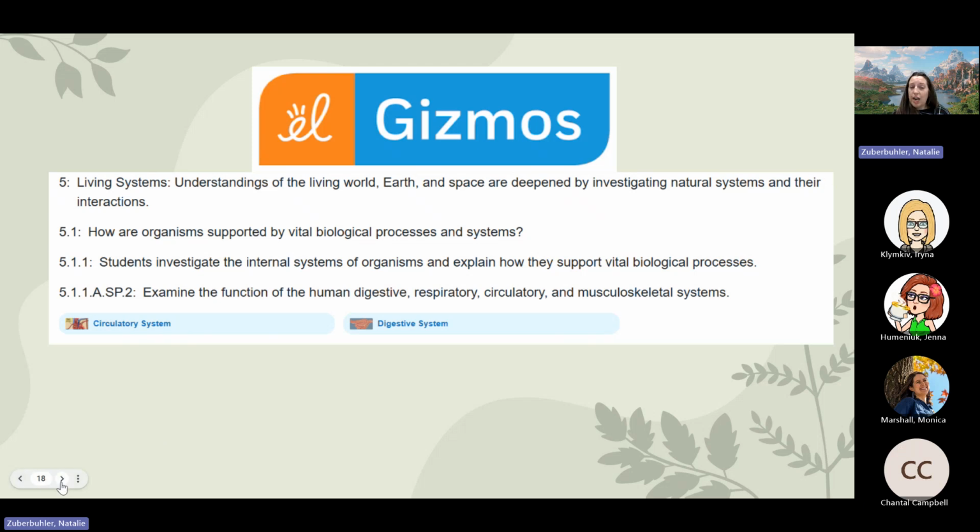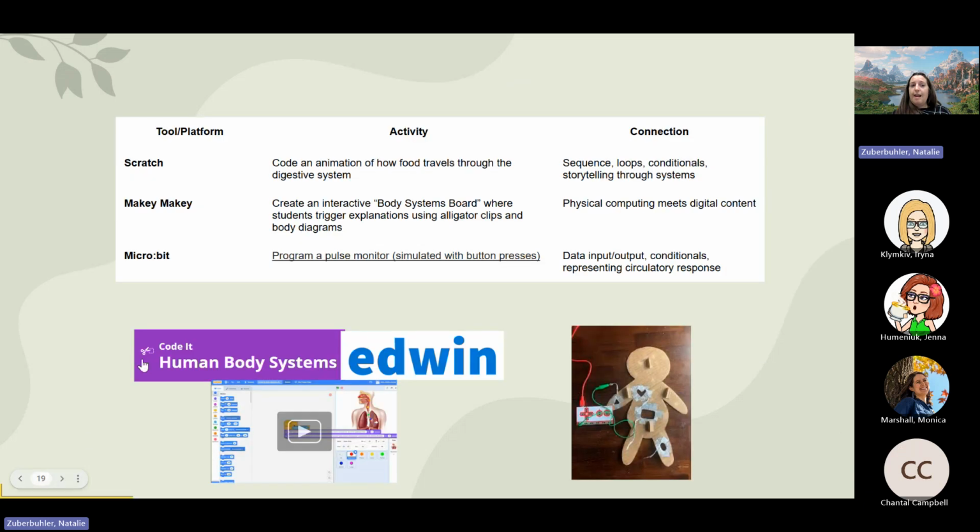So you're going to want to check out those gizmos. Then two, once again, for computer science, there's a lot of opportunities to tie in those. So we could use Scratch code to make an animation of how food or nutrients travel through your body. That's going to use sequence and loops and conditionals, kind of storytelling of the body.